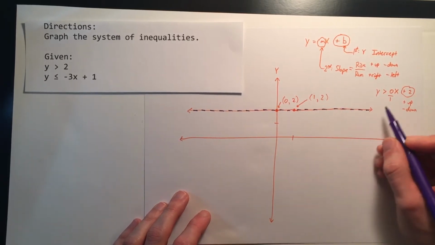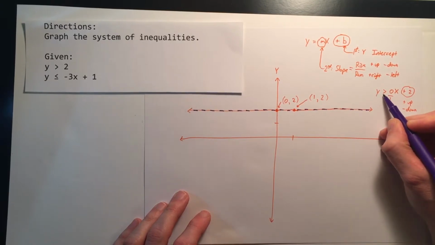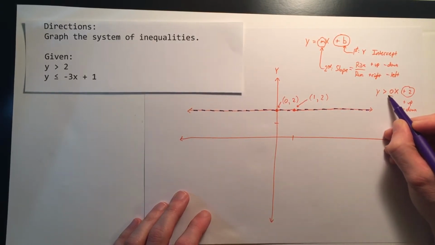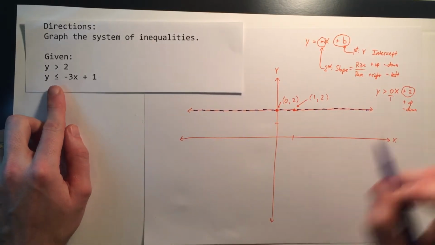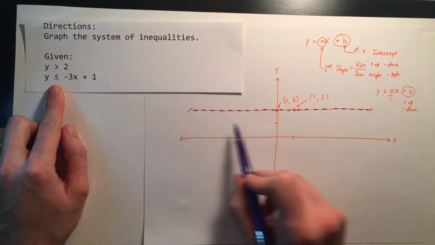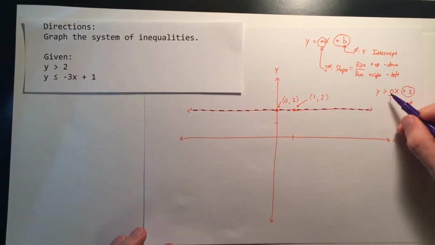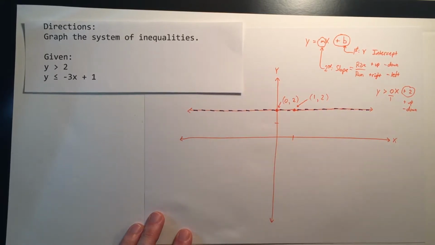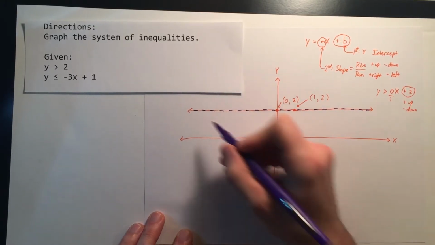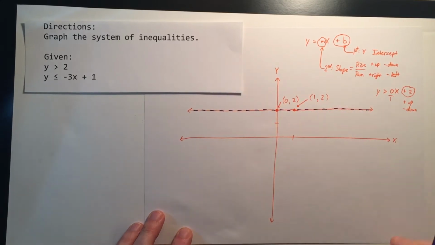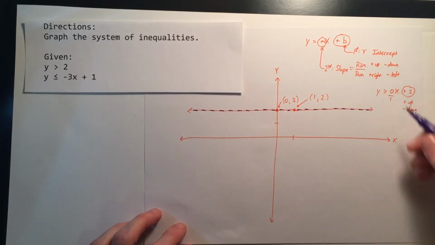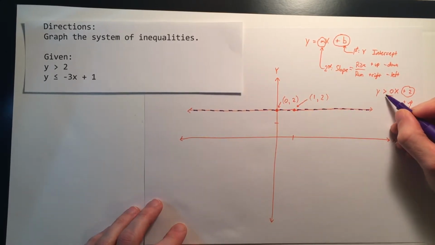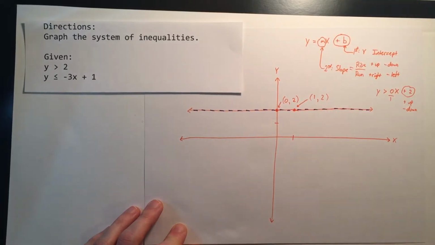The way that I remember it is that if I see a little solid line drawn under the inequality symbol, like this one has over here, then I would go ahead and make this a solid line. But when there isn't that solid line under the inequality symbol, it's a dashed line. So you're missing parts of the line here. Okay, that's one difference between an inequality symbol and an equation.